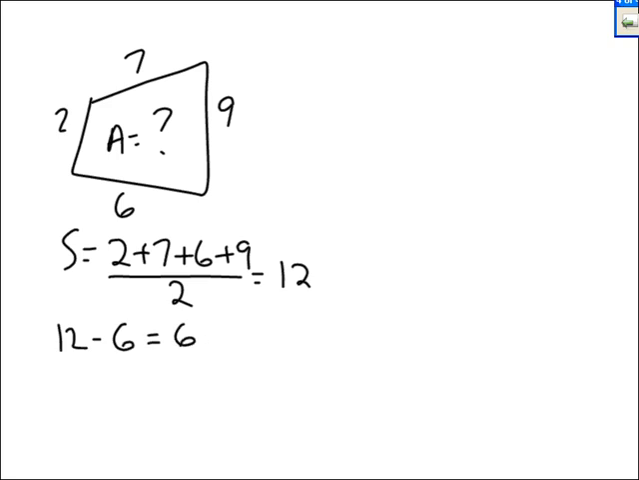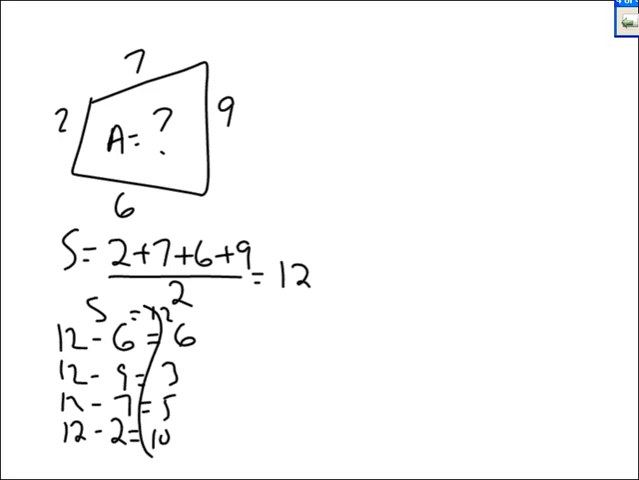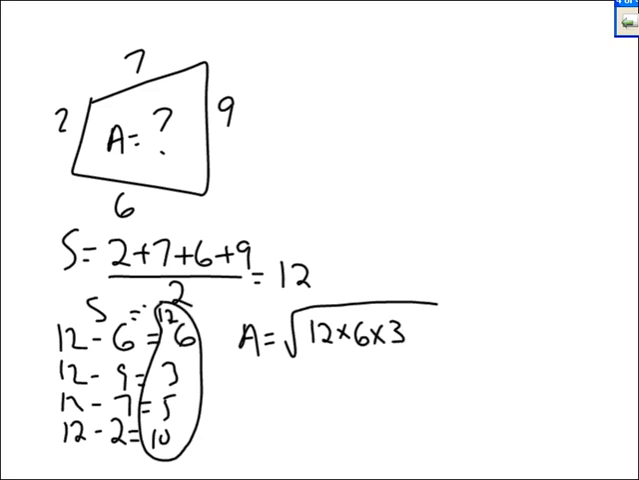12 minus 6 is 6. 12 minus 9 is 3. 12 minus 7 is 5. And 12 minus 2 is 10. And let's not forget that S is 12. So the area is the square root of that product. The area is the square root of 12 times 6 times 3 times 5 times 10.